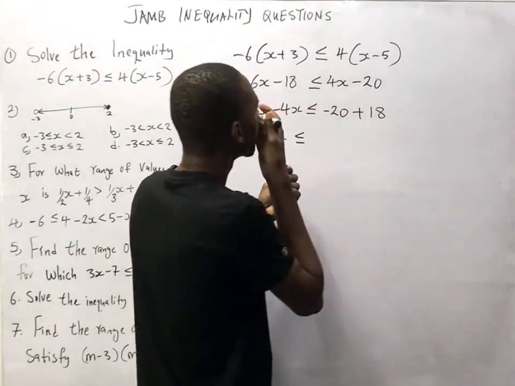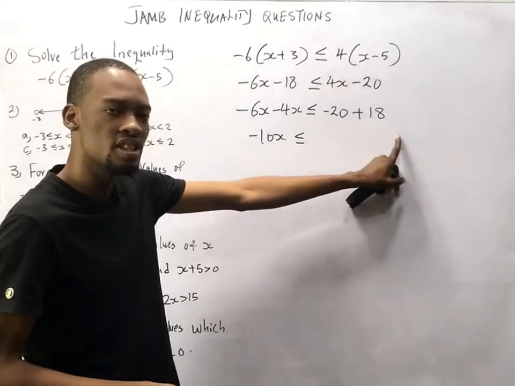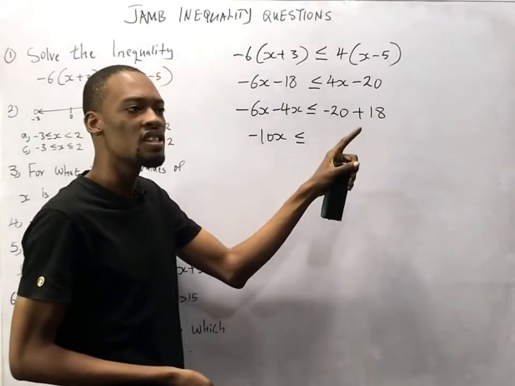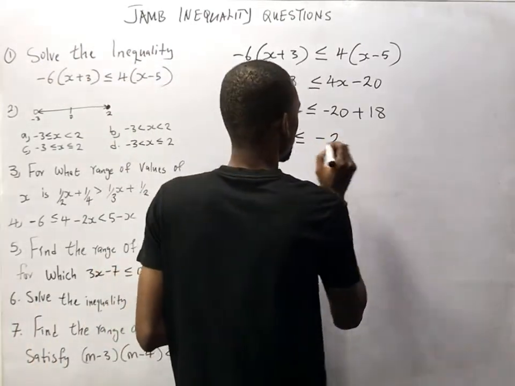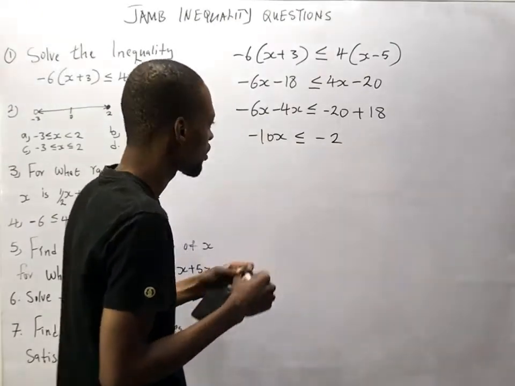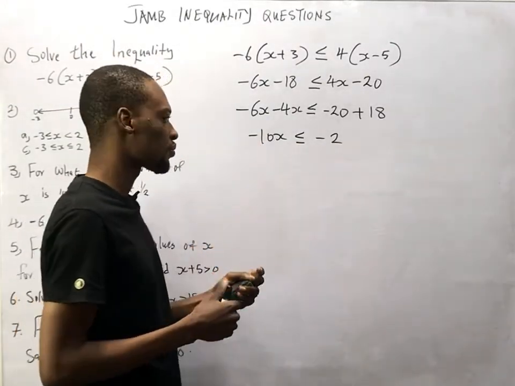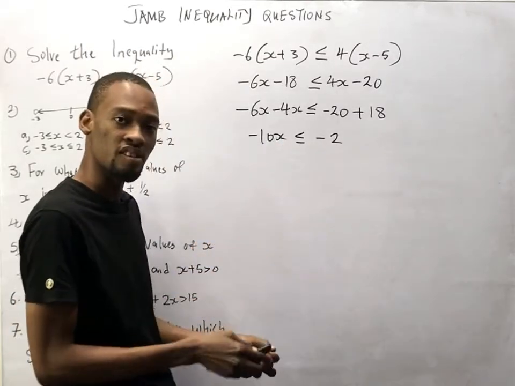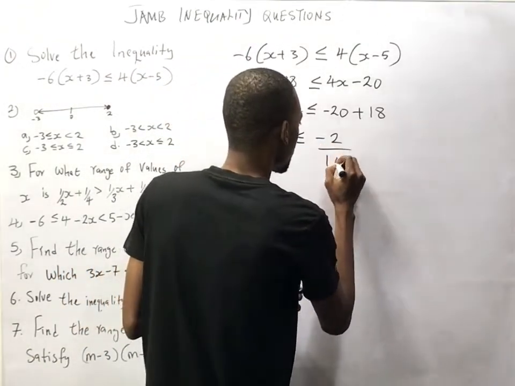This is like you are owing 20 because it's minus, plus you have 18. If you're owing 20 and you have 18, paying 18, you'll still be owing 2. So this becomes minus 2. Now look at this: minus 10s is lesser than or equal to minus 2. To get s, we simply divide both sides by minus 10, so dividing here by minus 10 and dividing here by minus 10.